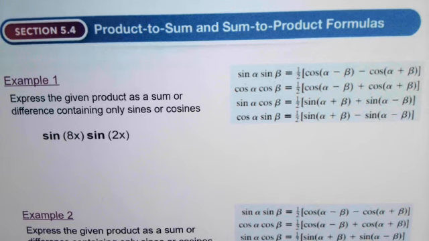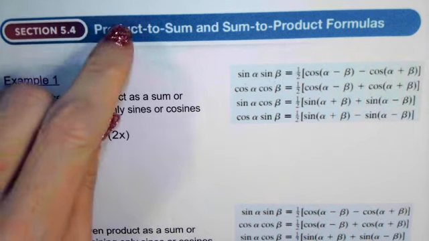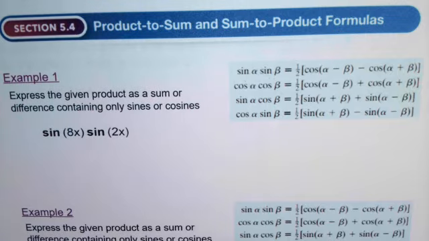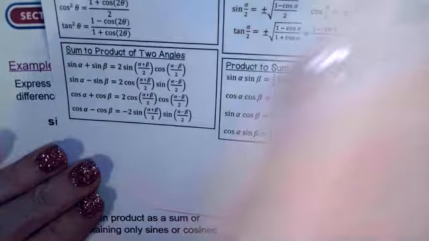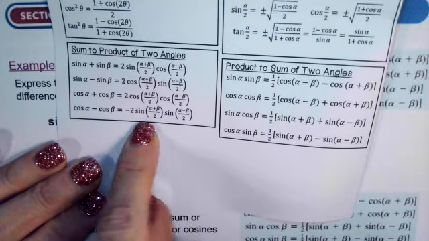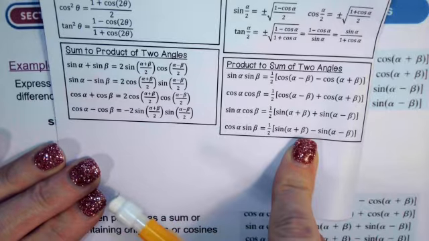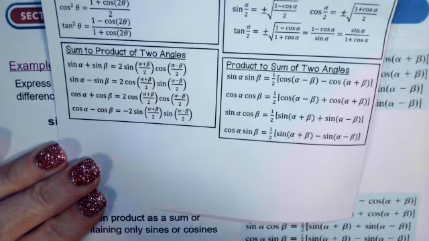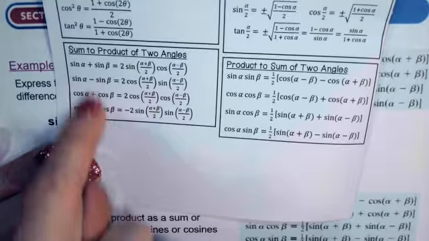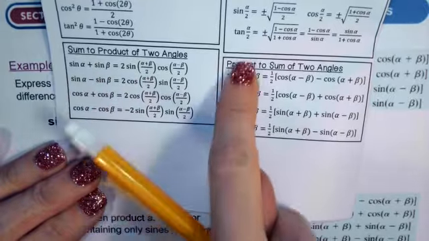All right, so we are now in 5-4, product to sum and sum to product formulas. The product to sum formulas are going to be your favorites of these two. And these are on the back, down at the bottom. So we've got the sum to product and we've got the product to sum. You have to remember which one you're using, and it goes without saying: these are sum and difference, and these we're multiplying.